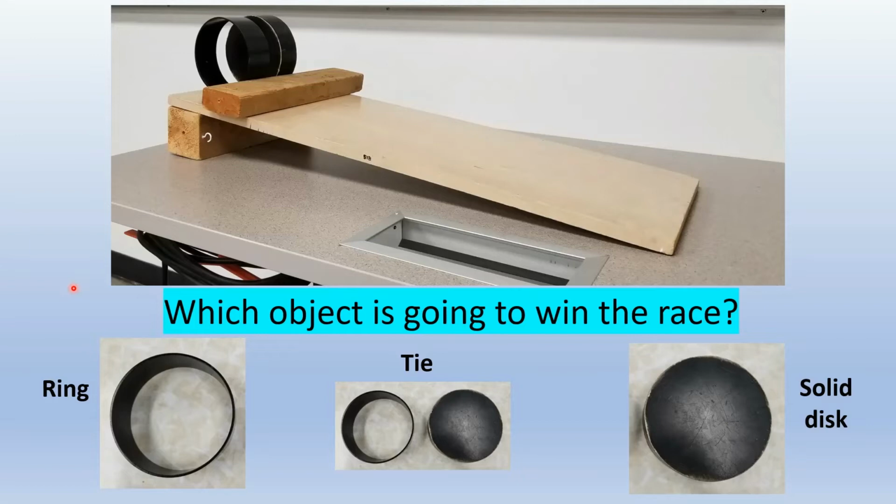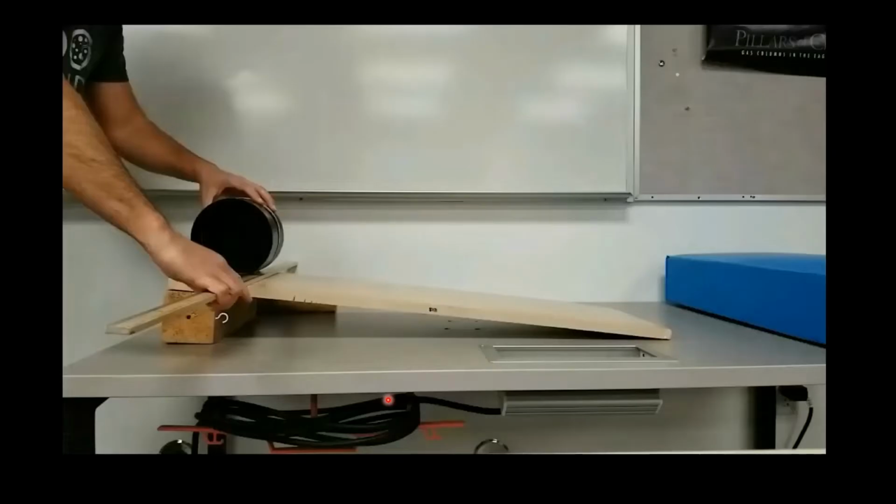Okay, now I want you to go ahead and make a firm commitment. We've got three choices. Either the ring's going to win, the solid disk, or of course it could be a tie. So pick one of those and commit to it right now. Okay, the best way to test this out is just to let them roll, and so we're going to watch and see what happens.